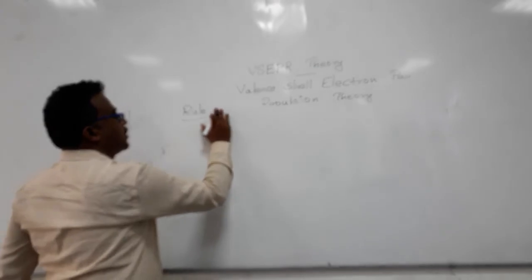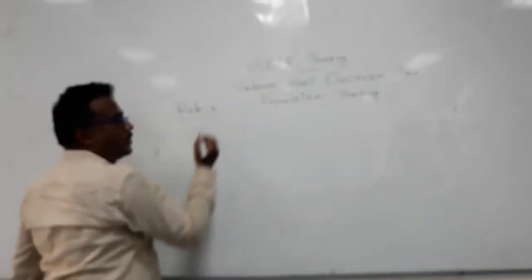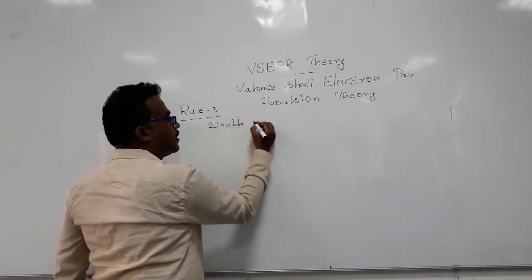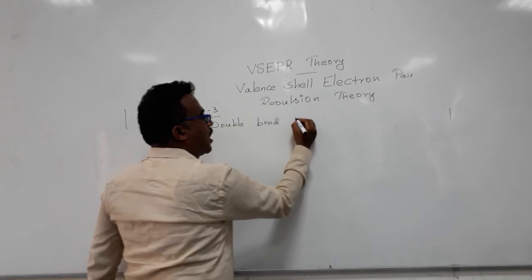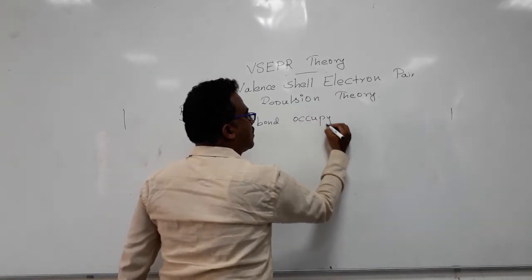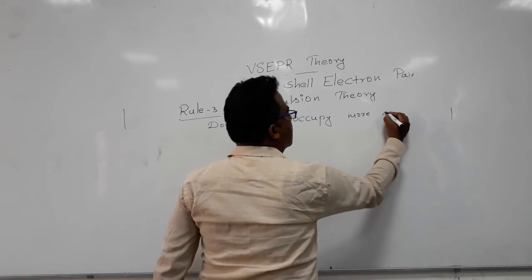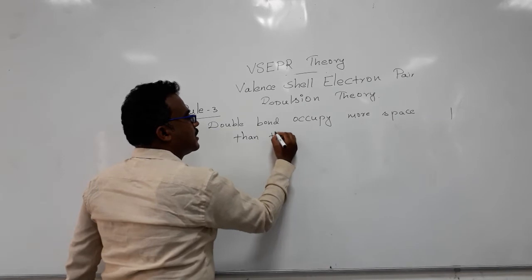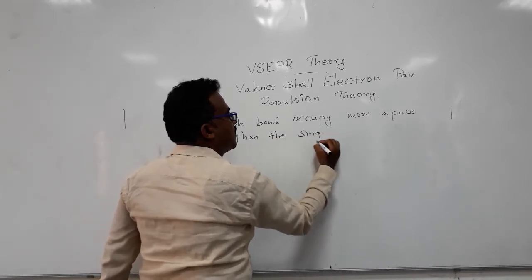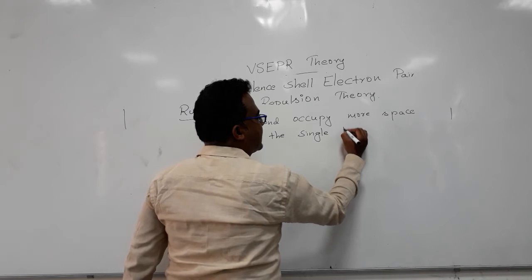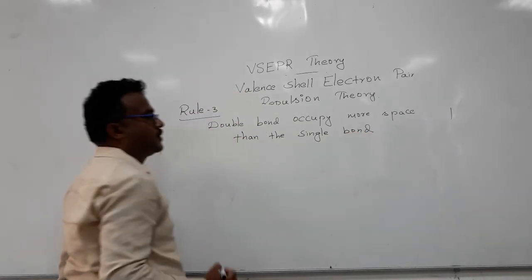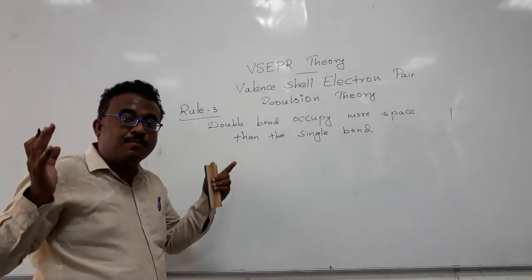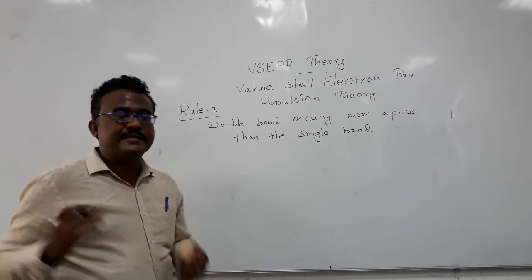Now let me come to rule number 3. Rule number 3, what does it mean? Double bond occupies more space than the single bond. Similarly, if a molecule has a triple bond, it again takes more room than a double bond or single bond.